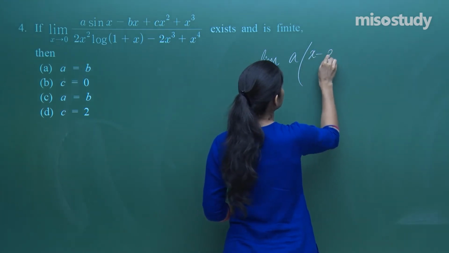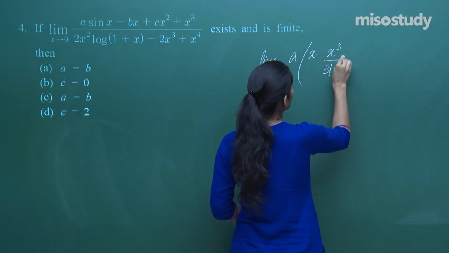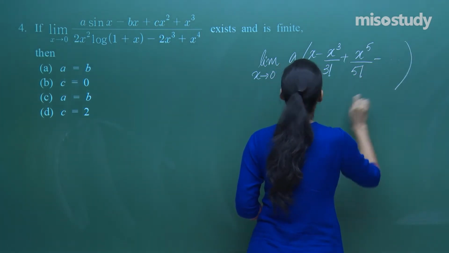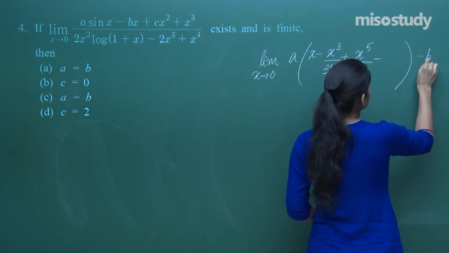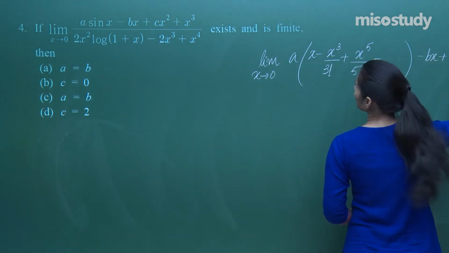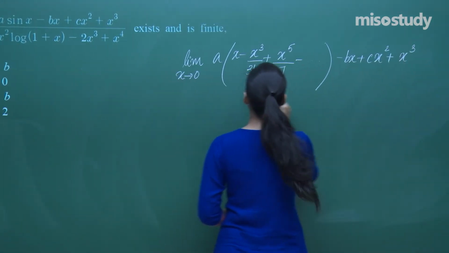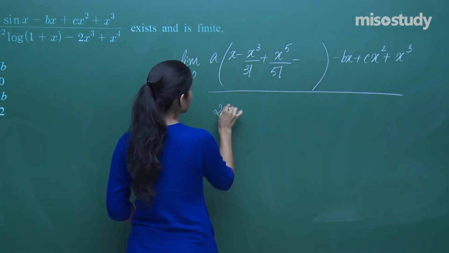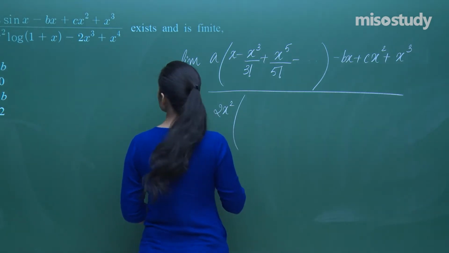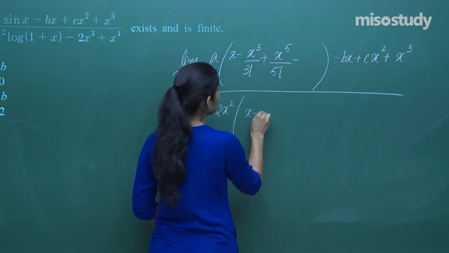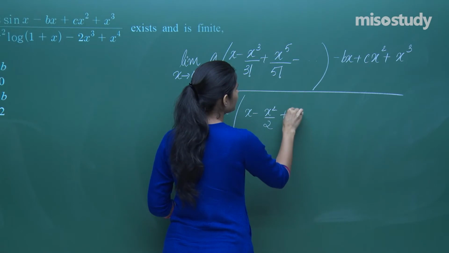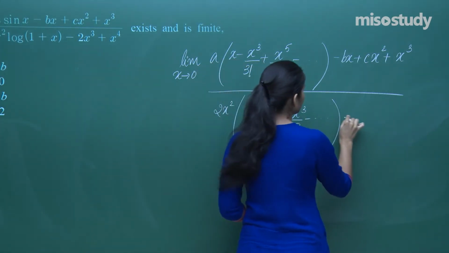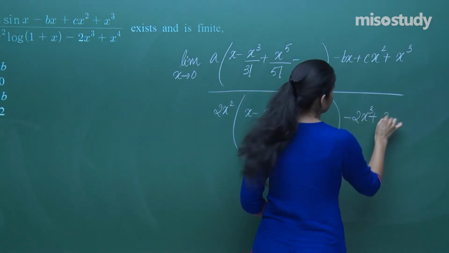It is x minus x cubed by 3 factorial plus x to the power 5 by 5 factorial and so on, minus bx plus cx square plus x cube, whole upon you have 2x square log x, log of 1 plus x, its expansion is x minus x square by 2 plus x cube by 3 and so on, minus 2x cube plus x to the power 4.